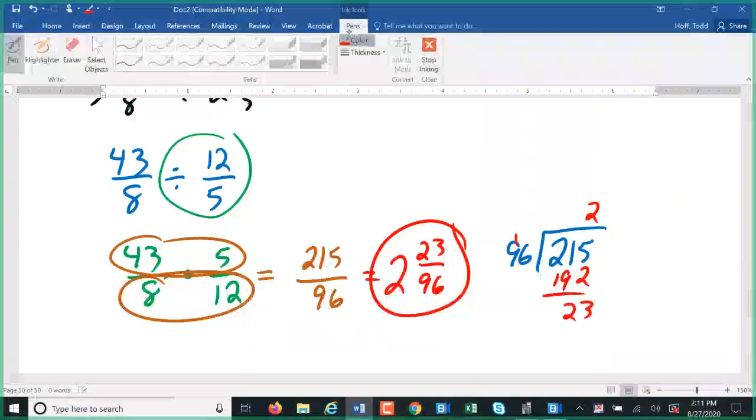Are you able to simplify 215 and 96 before dividing it? You could try, but there is nothing that divides into both of those. Okay. It looks like there should be. I'm really tempted looking at the 215 to think it divides by 3, but it does not. The only thing that divides into 215 is literally 5 and 43.